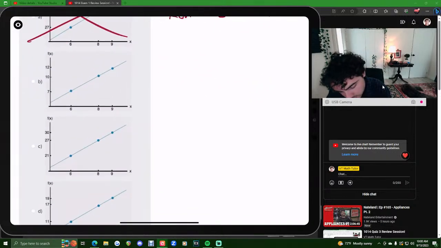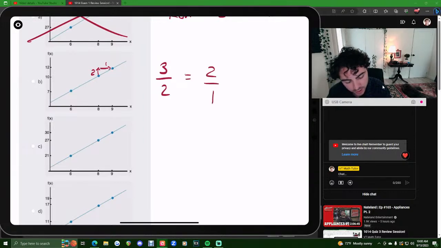Let's do B. Let's do the rest of them. All right. We rise from 7 to 10. And then we run 6 to 8. So we run 2. Next, from this point to this point, we rise 2 and run 1. So we have 2 over 1. Does 3 halves equal 2 over 1? It does not.